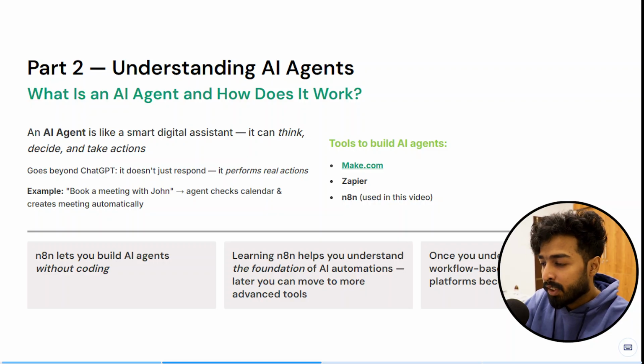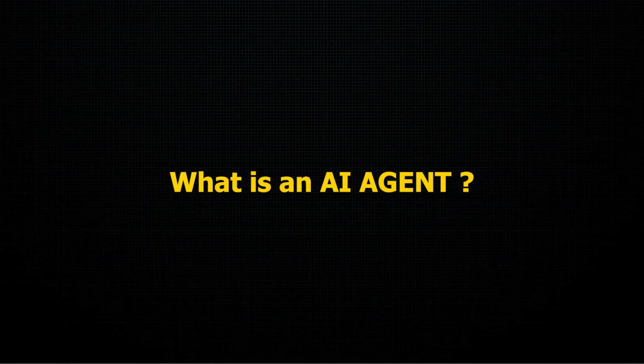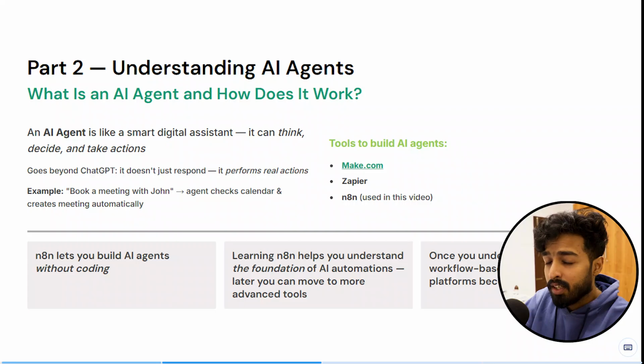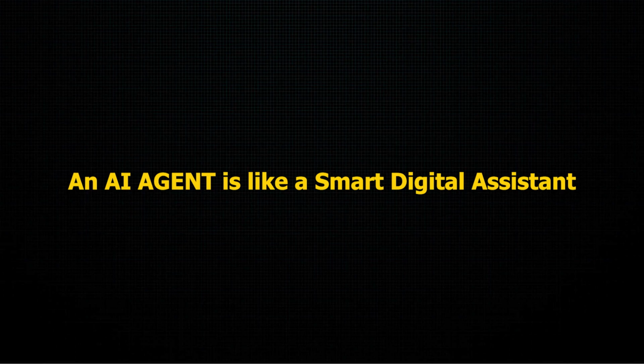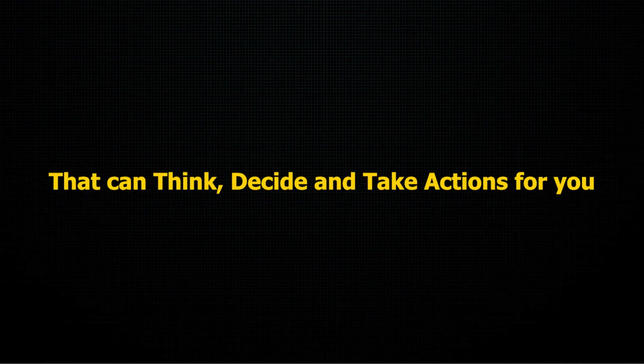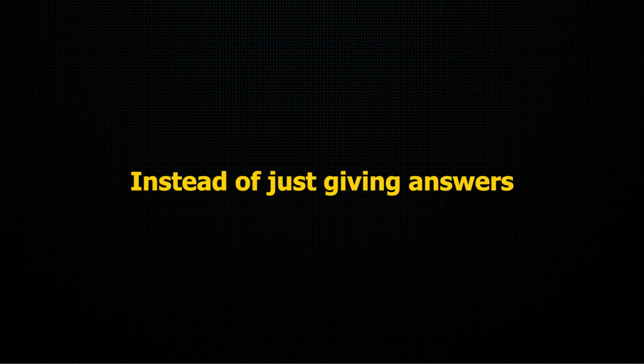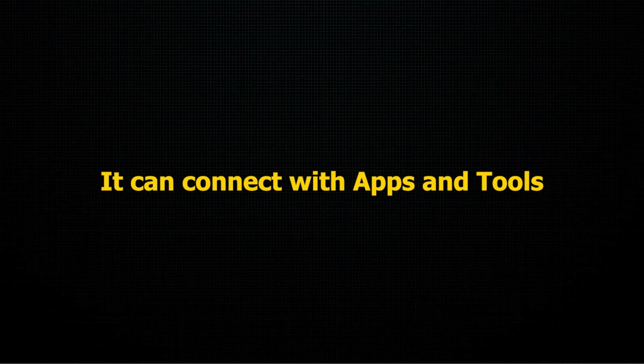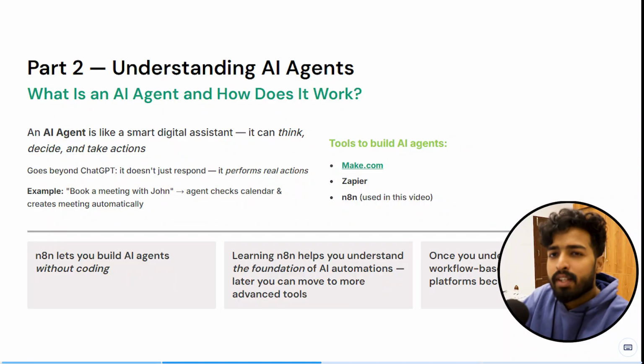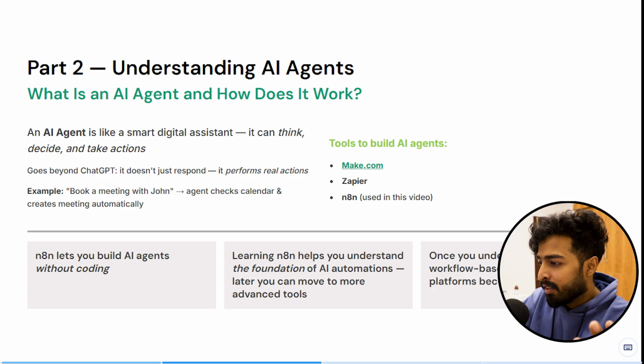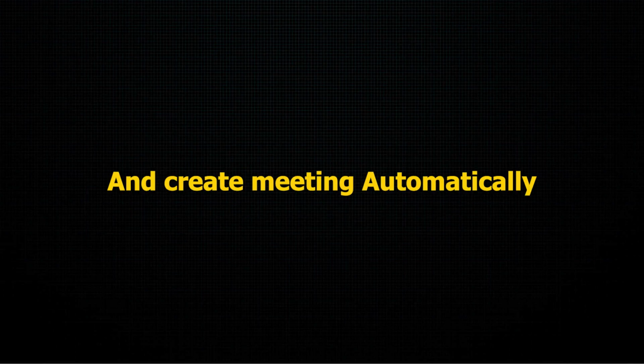But before that, let me ask you something. What is an AI agent in simple words? An AI agent is like a smart digital assistant that can think, decide, and take actions for you. Instead of just giving answers, it can connect with apps and tools to actually do the work. For example, if you say, book a meeting with John next week, the AI agent won't just tell you how. It will check your calendar, find a free slot, and create the meeting automatically.